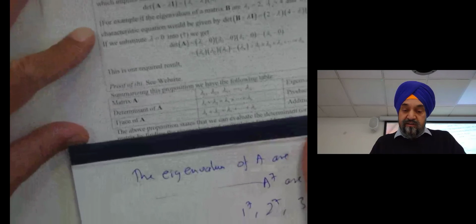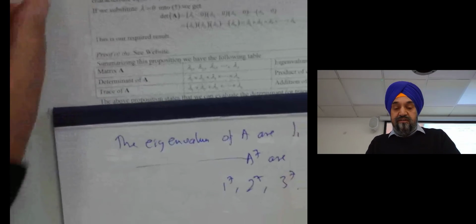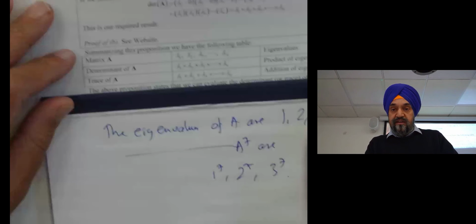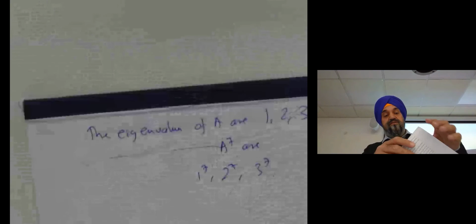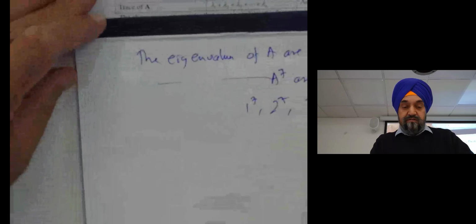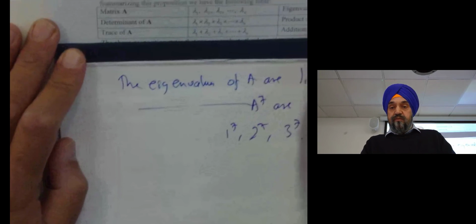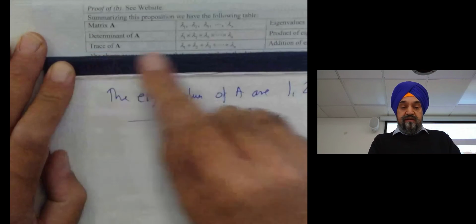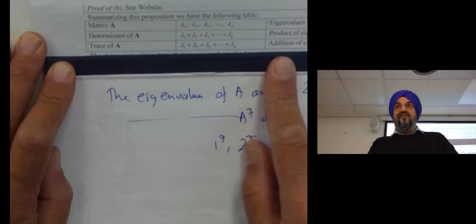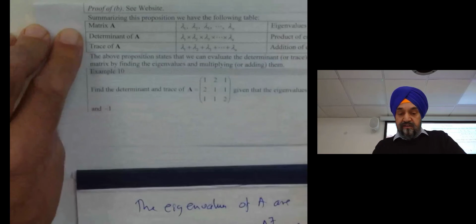Okay, so what it says really, if you look at this table here, is this. Matrix A, the eigenvalues are lambda 1, lambda 2, up to lambda n. The determinant is the product, and the trace is the addition of the eigenvalues of that matrix, yeah? Okay, now let's have a look.